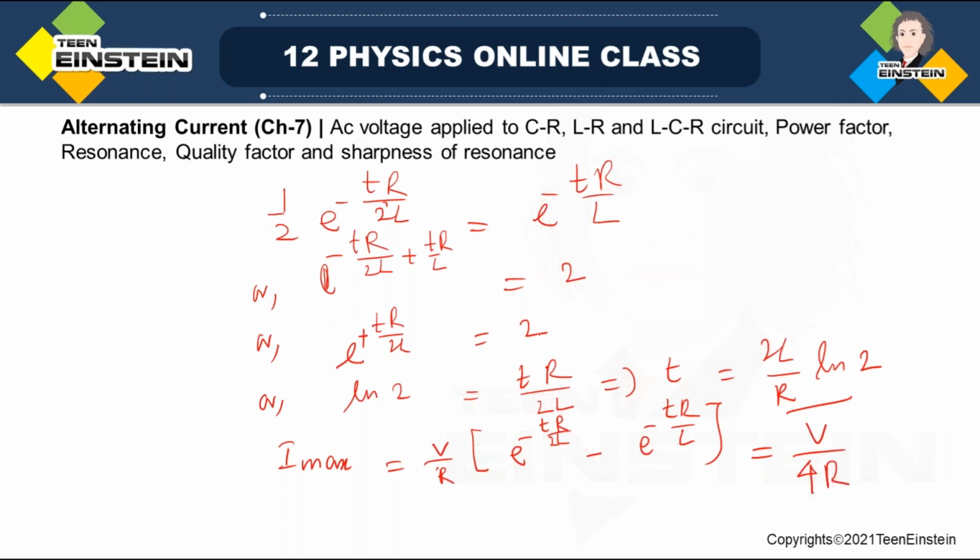V by 4R. Okay, if we put the value at t is equal to 2L by R into ln 2, if we put that, we'll get V by 4R. So the maximum value will be V by 4R.